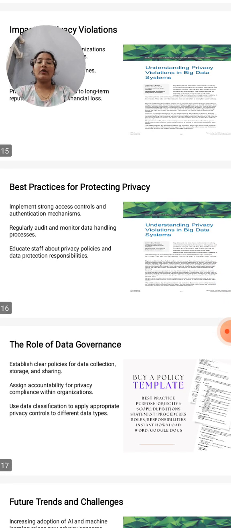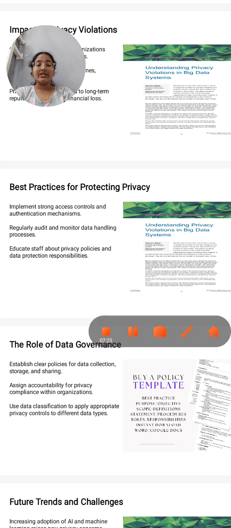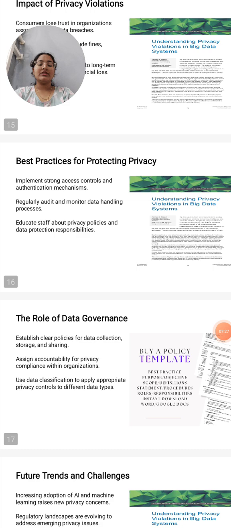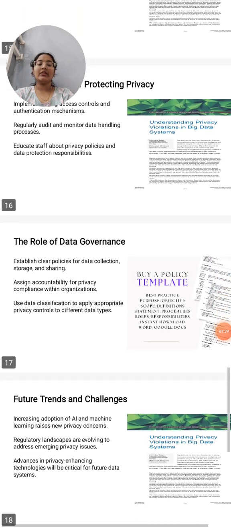The next slide is about best practices for protecting privacy. Implement strong access controls and authentication mechanisms. Regularly audit and monitor data handling processes. Educate staff about privacy policies and data protection responsibilities.